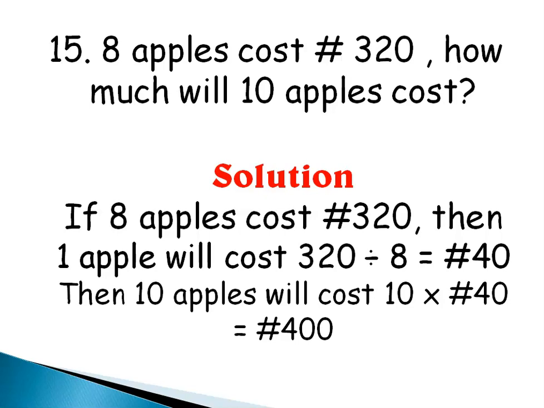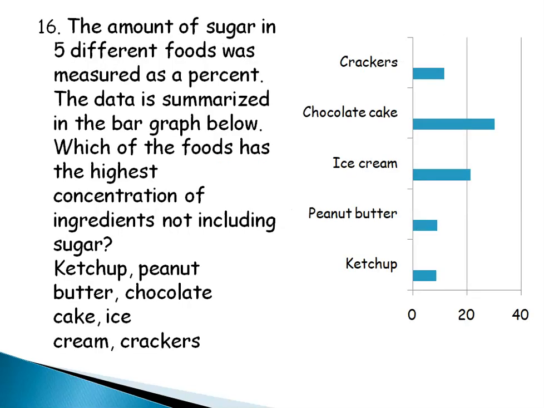So 10 apples cost 400 naira. Do you understand that? Very good. Question 16. The amount of sugar in 5 different foods was measured as a percent. The data is summarized in the bar graph below. Which of the foods has the highest concentration of ingredients not including sugar? So take note of this. The highest concentration of ingredients not including sugar simply means which of them has the lowest sugar content.